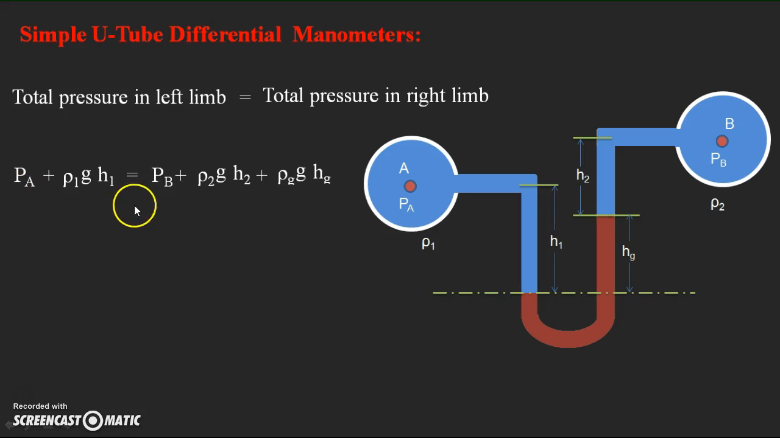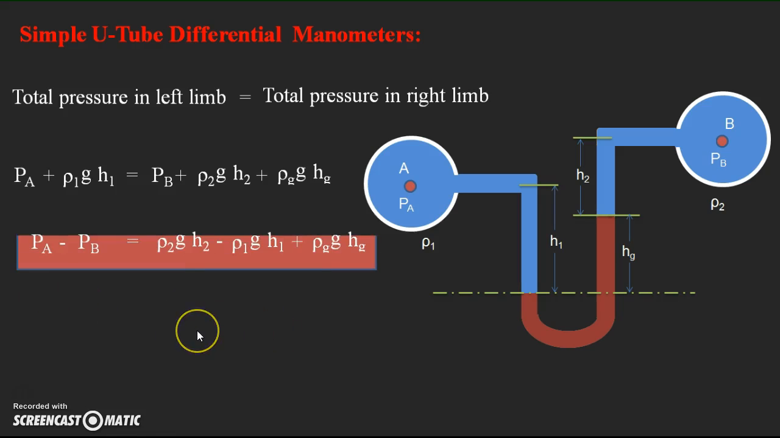So in this case we can write it as PA minus PB also. So try to write PA minus PB; when you take this PB from right to left, it becomes negative. Then PA minus PB is equal to, first I would like to write ρ2 G H2 minus ρ1 G H1. When this ρ1 G H1 comes to the right side, it becomes negative, so we write it as minus ρ1 G H1, and the remaining term is related to the heavy liquid, plus, as written down, ρg G Hg.